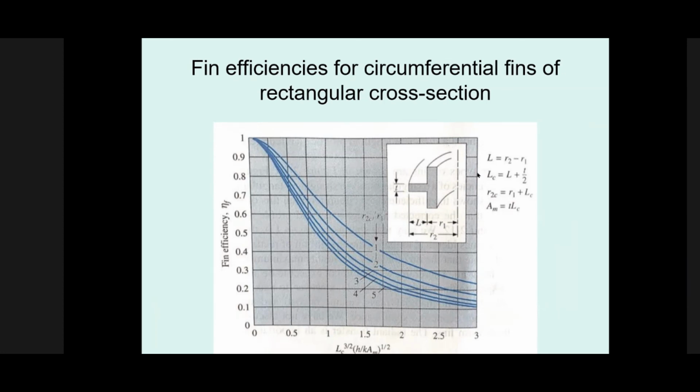And then you've got R2 minus R1 is your L, very clearly, and LC, you have to correct it because it's a rectangular one, so L plus T by 2, R2C is R1 plus this, and AM is T over LC, because these are the quantities you need for this case. And then you read out those. And obviously, depending on your R2C over R1, you get a series of curves.